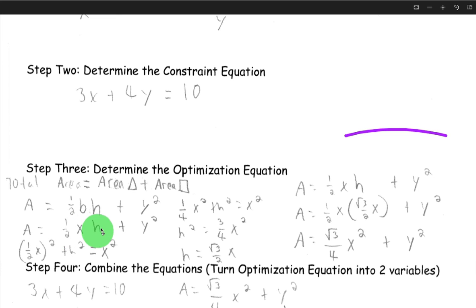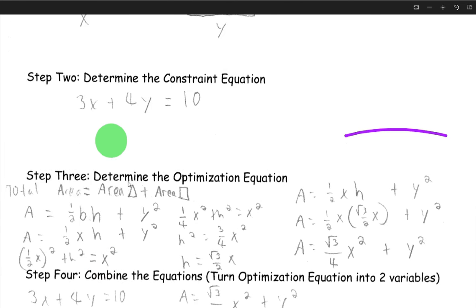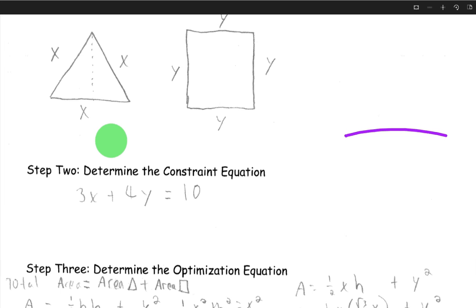So it's 1/2 x times h. But how do we figure out h in terms of x? Well, go back and look at this triangle, this right triangle. The bottom would be 1/2 x. This would be x. This would be h. So h squared plus (1/2 x) squared equals x squared using the Pythagorean Theorem.